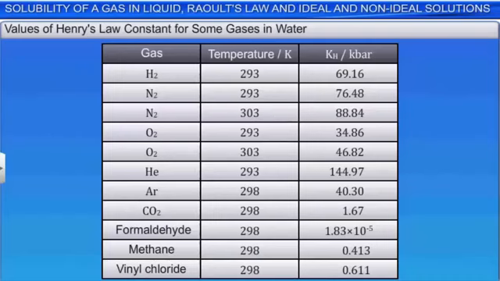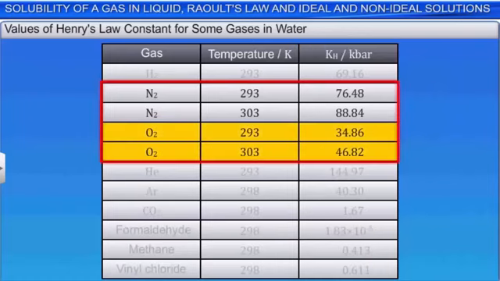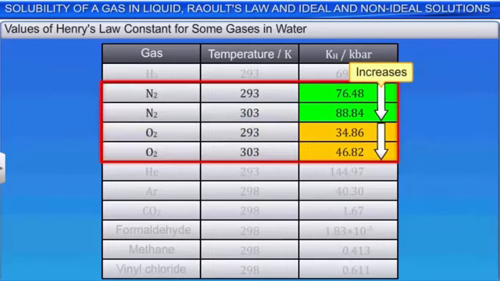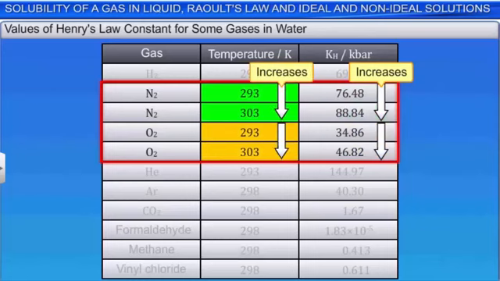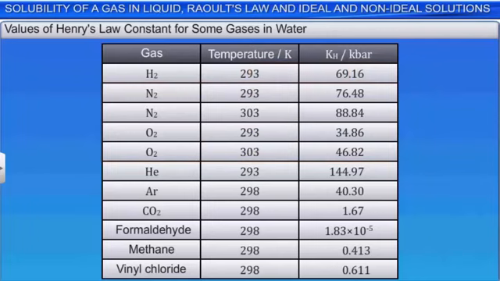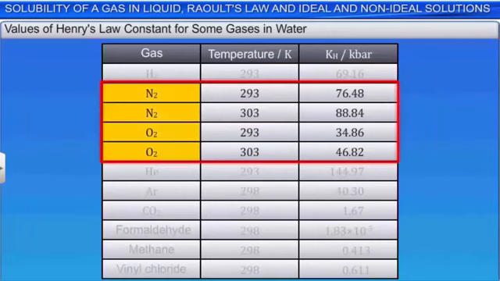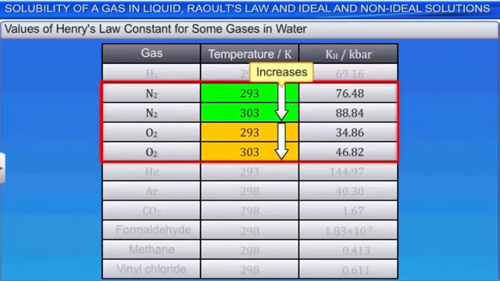The Henry's law constant, KH, for some common gases in water as the solvent are given in the table here. On comparing the values of Henry's constant for oxygen and nitrogen, we can infer that the value of KH increases with an increase in temperature. As a consequence, the solubility of gases generally decreases with an increase in temperature.